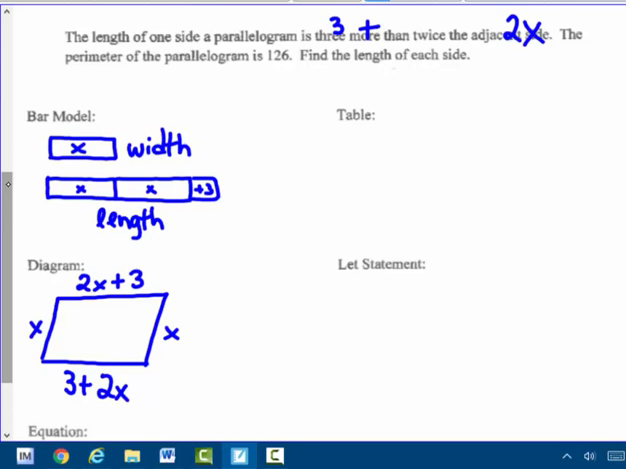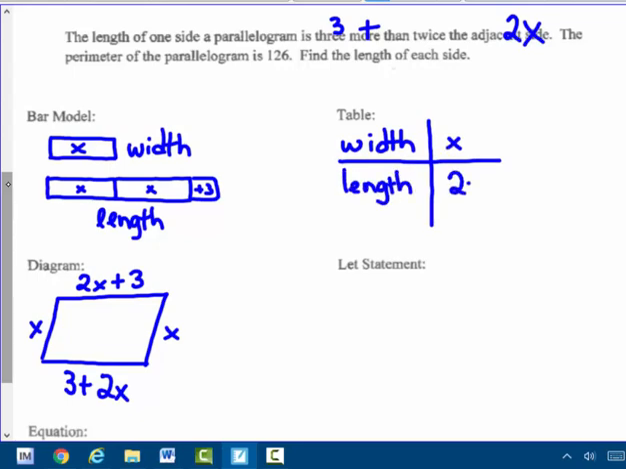The table way, okay, so again, I'm going to make a table. The width is my x, and the length is twice that, 3 more than twice that width. So 2x plus 3. So I would set it up in like a table format here.